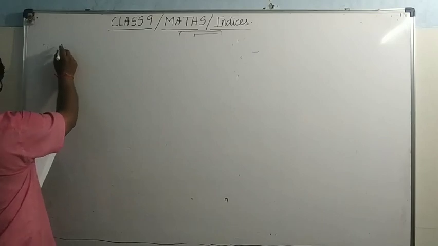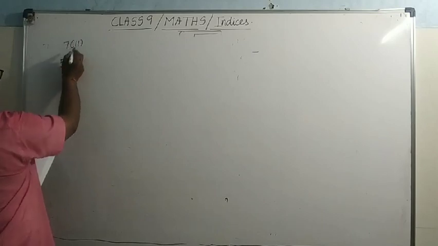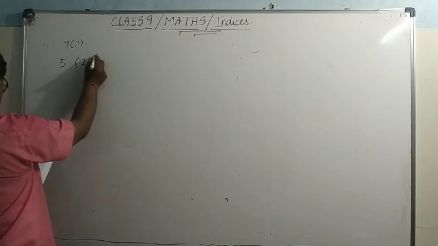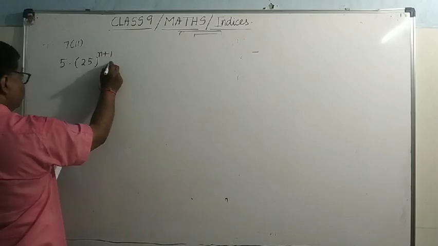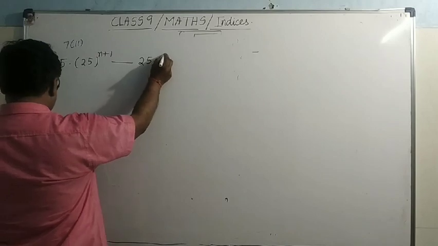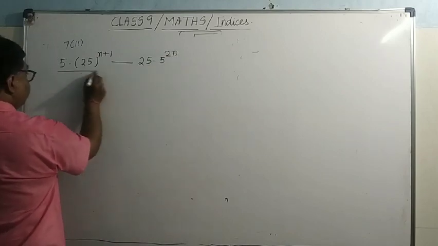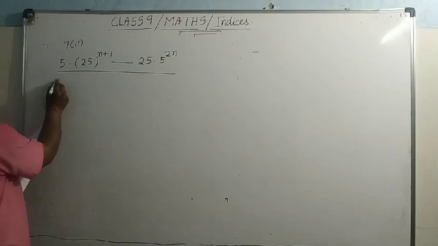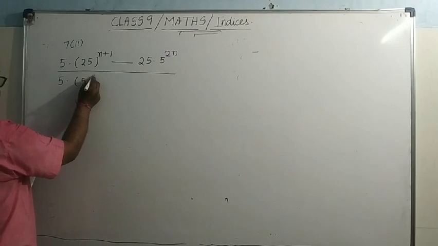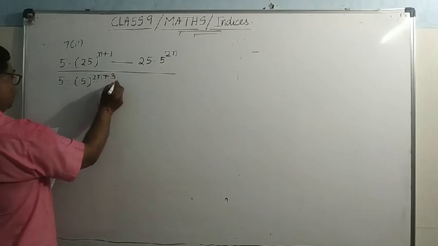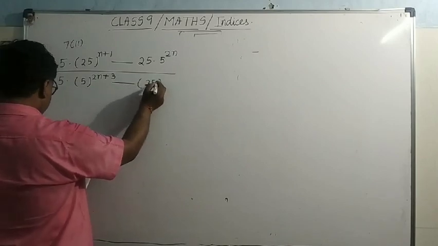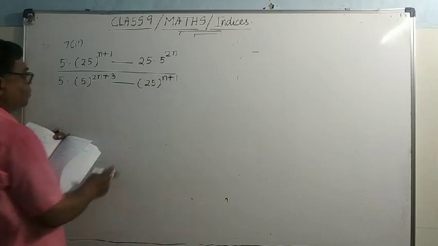So 5, this is question number 7, second part. Into 25 whole to the power n plus 1 minus 25 into 5 to the power 2n, divided by 5 into 5 to the power 2n plus 3 minus 25 whole to the power n plus 1.